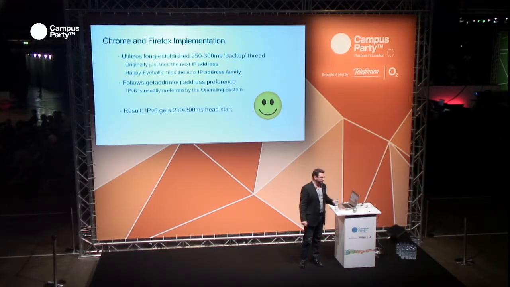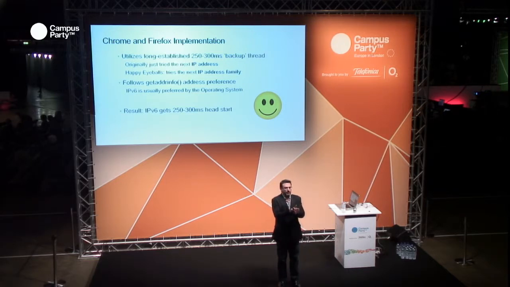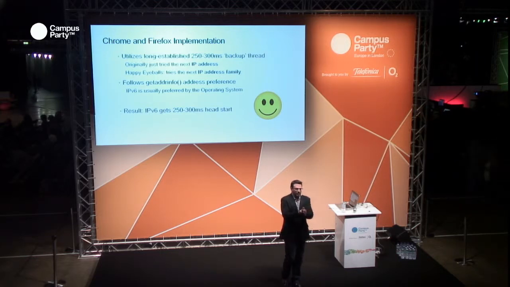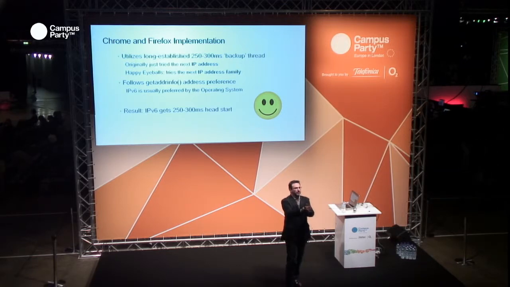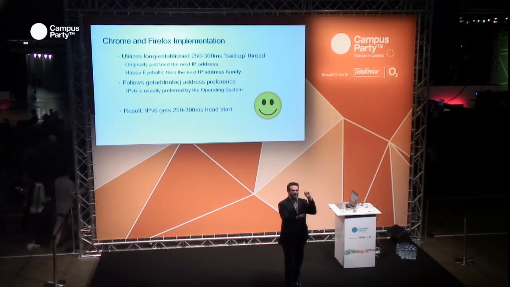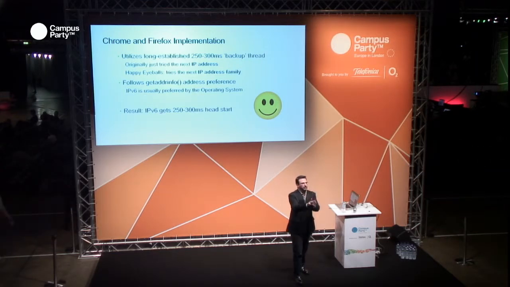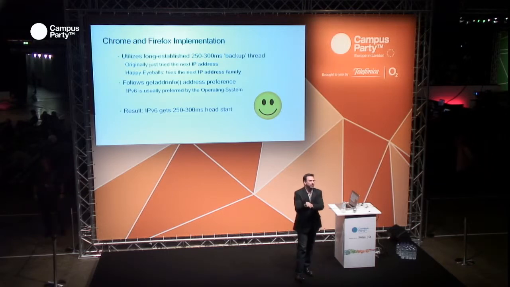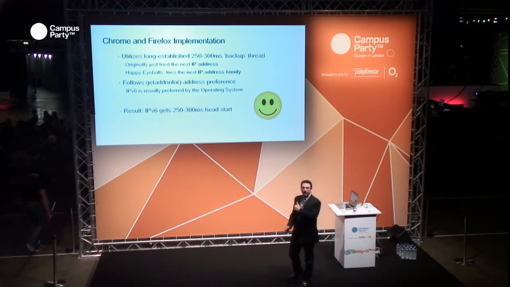I really like what Chrome and Firefox did, because they instituted a 300 millisecond head start for V6. V6 goes out the door, and if you don't have a response yet, roughly 300 milliseconds later, because there's a timer in there and it might fire before or after, the other request goes out. So only if your V6 is really bad, really high latency, or doesn't exist at all, will you fall back to V4. So like that one, happy.